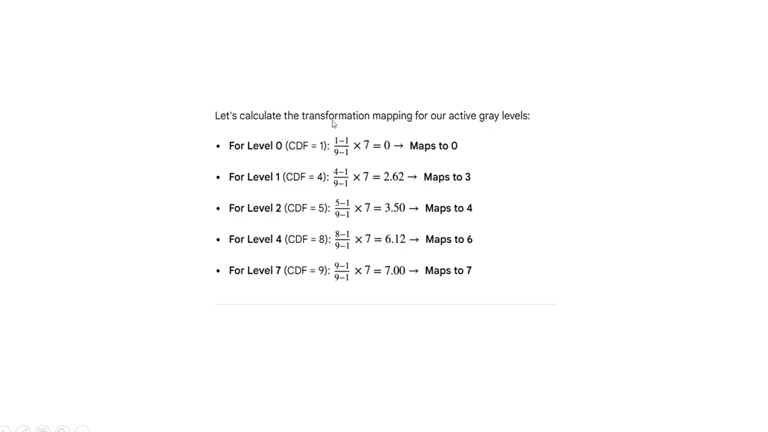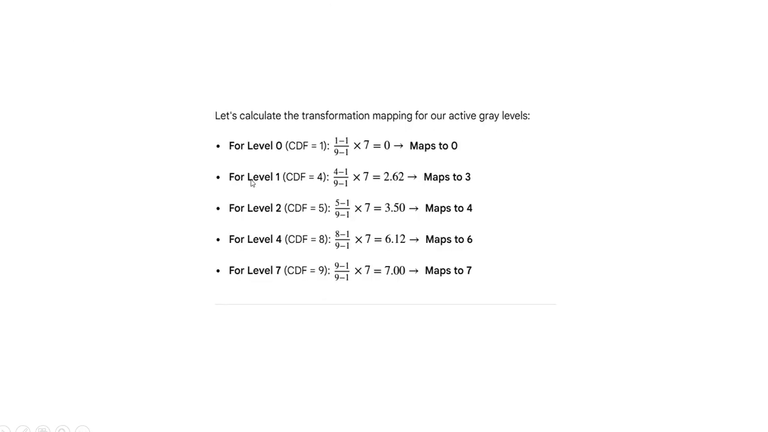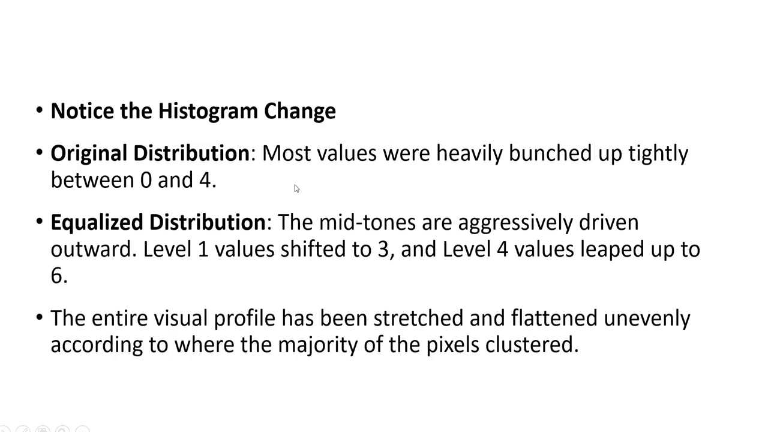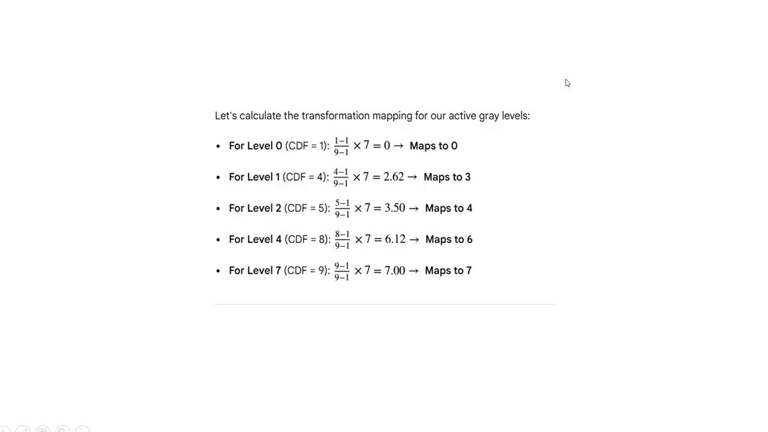So here I get, when I map for each and every level, that is for CDF level 0, that is for level 0, CDF level 1, then the next ones are CDF level 4, 5, 8 and 9. I calculate the corresponding value.